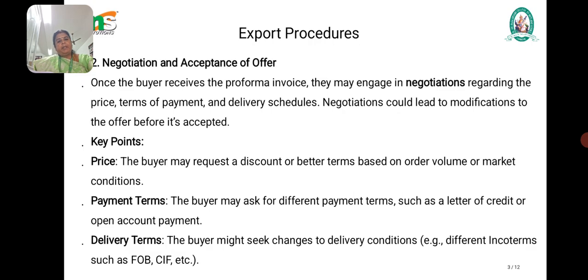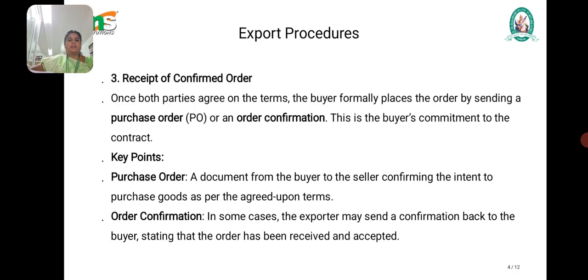Second one, payment terms. The buyer may ask for different payment terms such as letter of credit or open account payment. Third one, delivery terms. The buyer might seek changes to delivery conditions. Example, different incoterms such as FOB, CIF, etc.